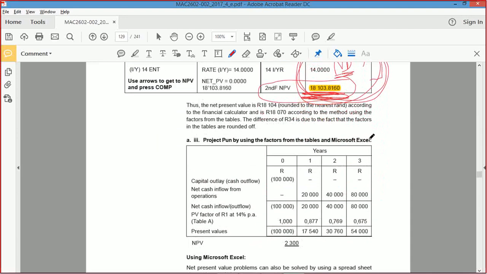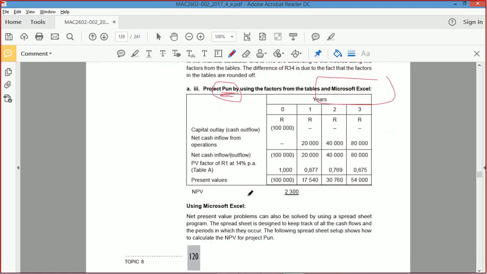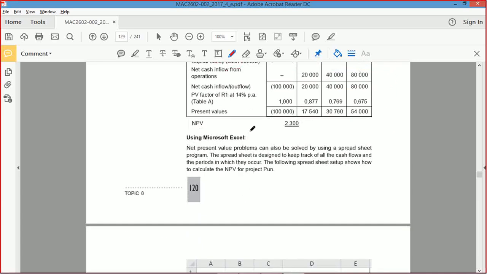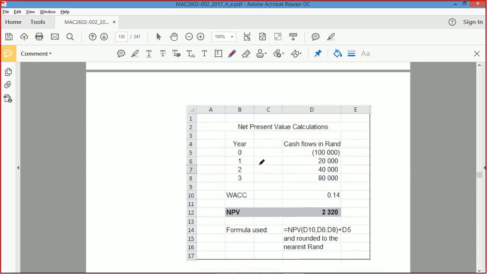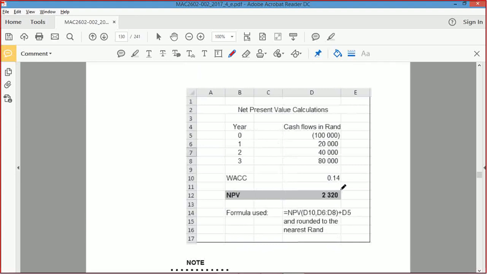Yes, sir. Okay, you can also use Excel to do it. They've used Excel. Excel should also give you an accurate answer. So Microsoft Excel, see, they've done it here like this, and they got NPV of that. Okay, this might have been rounded off to the nearest rand.